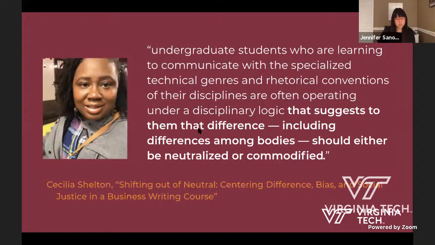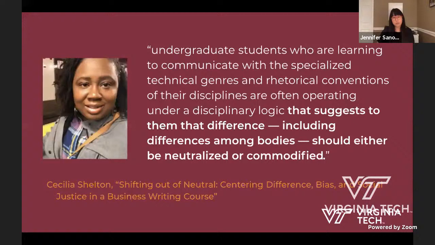In Shifting Out of Neutral, centering difference, bias, and social justice in a business writing course, Cecilia Shelton observed that, quote, undergraduate students who are learning to communicate with the specialized technical genres and rhetorical conventions of their disciplines are often operating under a disciplinary logic that suggests to them that difference, including differences among bodies, should be either neutralized or commodified. In other words, the way professional writing tends to get taught and talked about often presumes the possibility of neutrality. As a result, Shelton helps me to think about the many ways that the myth of neutrality persists in the teaching of writing.